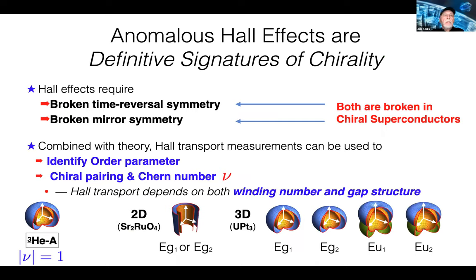So observation of anomalous Hall effects, either thermal or charge, would be a definitive signature of a chiral condensate. And when you combine theory and experiment together, you can identify not only the Chern number, but the broken orbital symmetries of the superconductor. So helium-3, as I stated, is the only definitively identified chiral superfluid. It's chiral p-wave with nu equal one. And I'm going to give you my view of why I can make such a strong statement about helium-3 A.